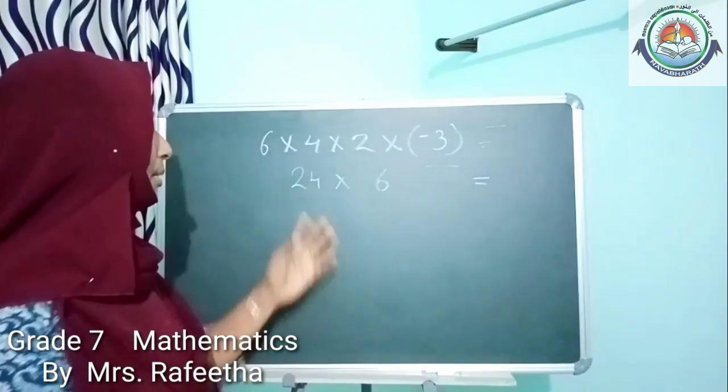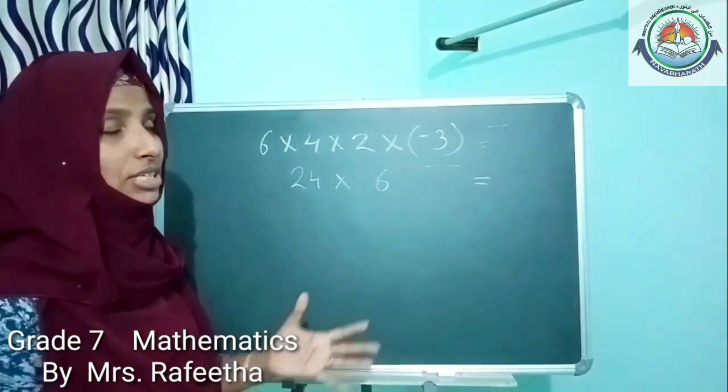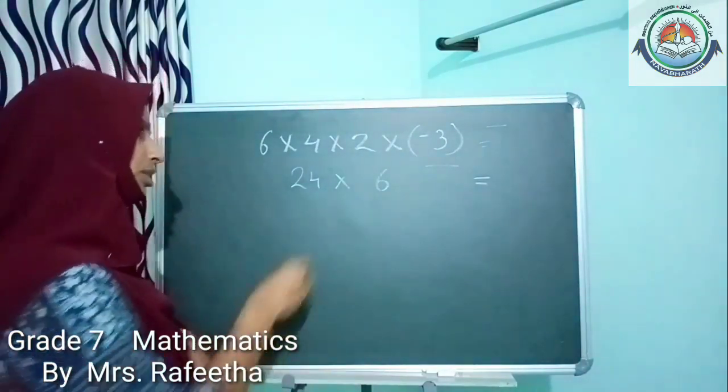Another thing, if numbers come like that, you may be thinking that 24 into 6 is not in the multiplication table. What are we doing? No problem.